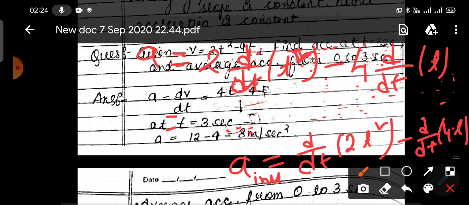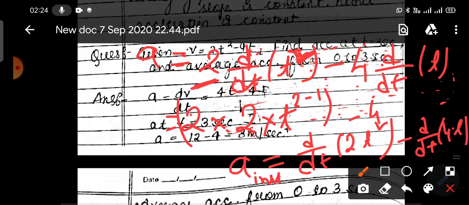So here n is how much? 2. So your answer will be, 2 is already there. So 2 into n, what is n? 2. n into t to the power n minus 1, that means 2 minus 1. Correct. Minus 4. What is the differentiation of t? Differentiation of t is actually 1.